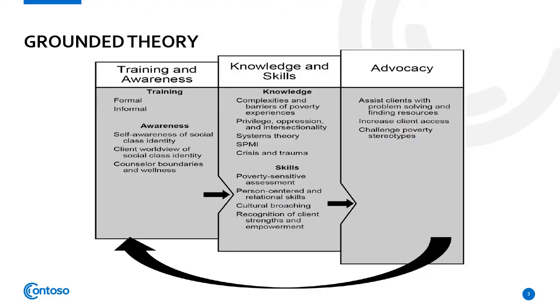This image here shows one approach to counseling poverty called grounded theory. This theory, developed by Madeline Clark, essentially combines the multicultural competencies outlined by David and Daryl Wing-Sue in their multicultural and social justice competency model, and it adds specific techniques and interventions to make the theory applicable in practice with clients. So this graphic here shows an integrated approach that utilizes training and awareness, knowledge and skills, and advocacy.